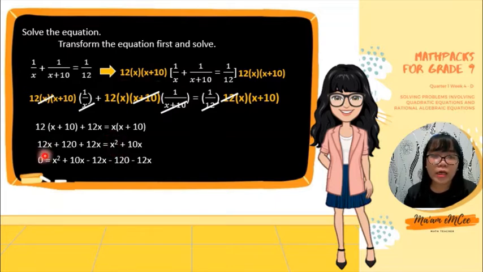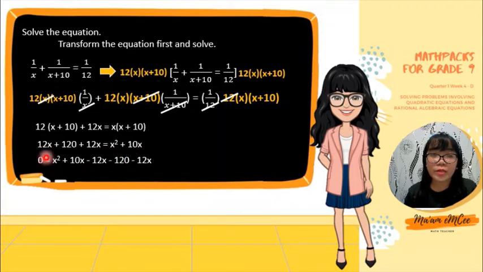So that is why we will just adjust it: 12x plus 120 plus 12x. So we have here 0 is equal to x squared plus 10x.